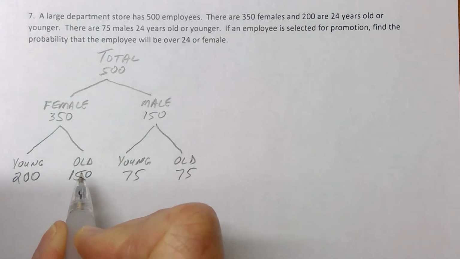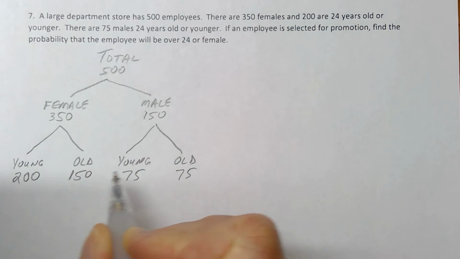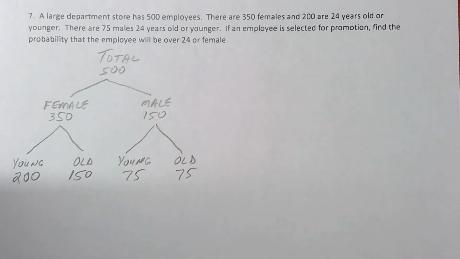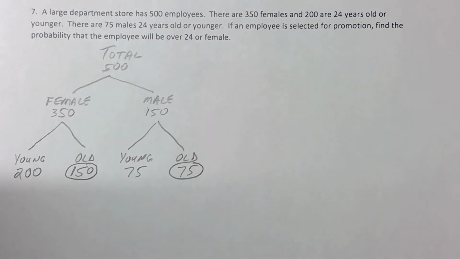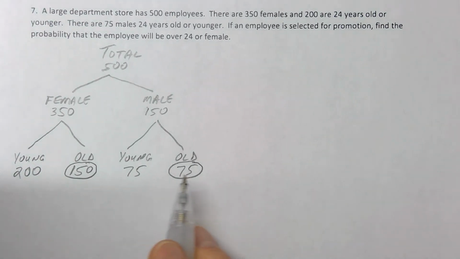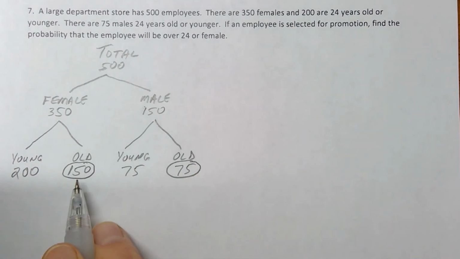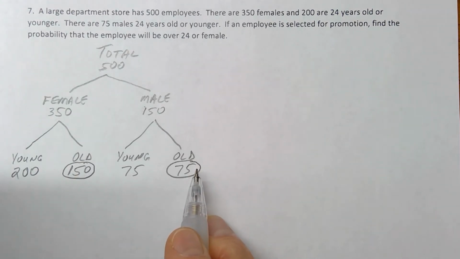So it could be the old females, 150 there. Could be the old males, those 75 right there. All right, so I circle them. That adds up to 225. So there's 225 winners. If you draw an old female or an old male, that's a winner.